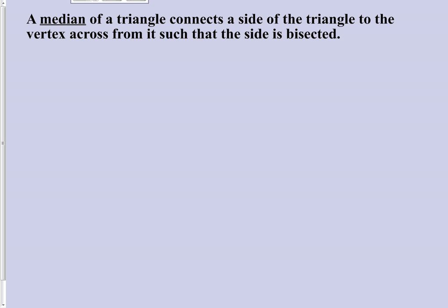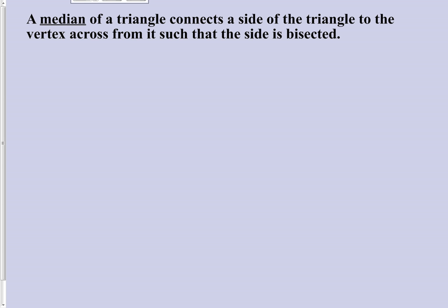Okay, another type of structure, and you may have heard this term before, but again, it had a different meaning when you heard it, and that is a median. The median of a triangle also connects a side of the triangle to the vertex that is across from it, just like the altitudes did. However, a median does not care about right angles. What a median wants is it wants the side length to be bisected.